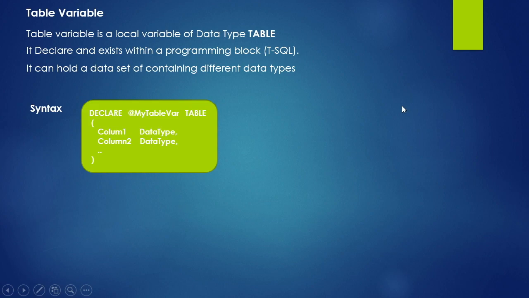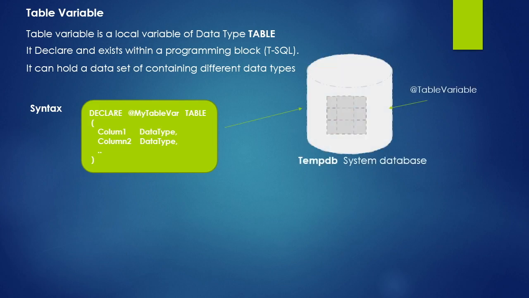So we can define a table variable using the DECLARE statement, then @ and my table variable name, and then data type table. Then open a bracket, list the column names with their data types, and then close the bracket. When we declare a variable, this takes place in the tempDB. tempDB is a system database where the table variable gets created and we work on it, and finally once the block is completed, the table variable vanishes automatically. Now let's see practically how we work with this table variable.